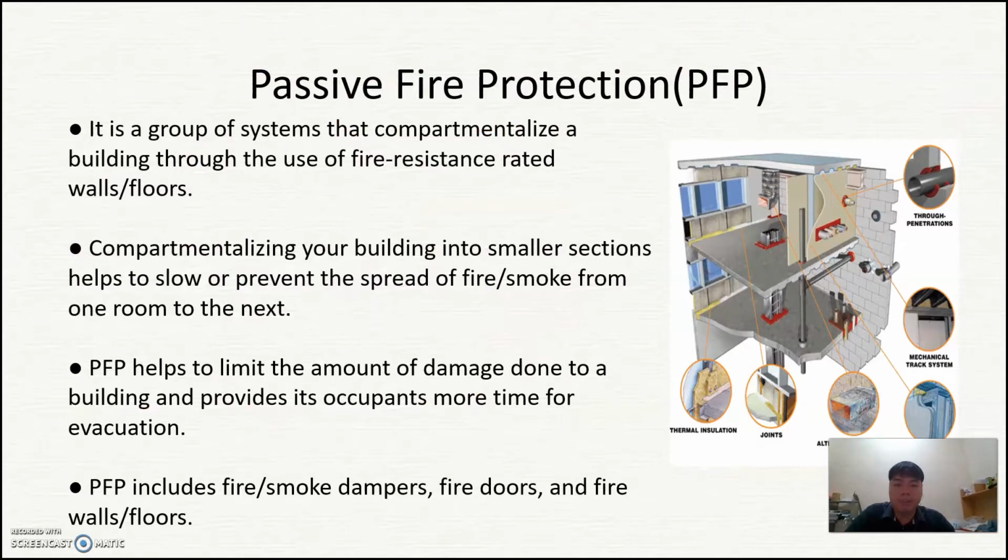Next is passive fire protection. It is a group of systems that compartmentalize a building through the use of fire-resistant rated walls or floors. Compartmentalizing your building into smaller sections helps to slow or prevent the spread of fire or smoke from one room to the next. It helps to limit the amount of damage done to a building and provides occupants more time to leave the building for evacuation. So passive fire protection includes fire and smoke dampers, fire doors, and fire walls or floors.